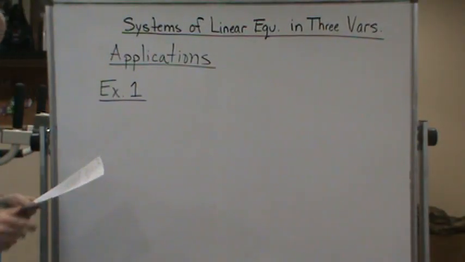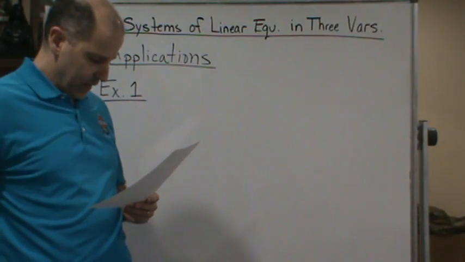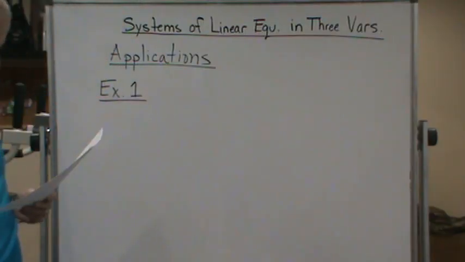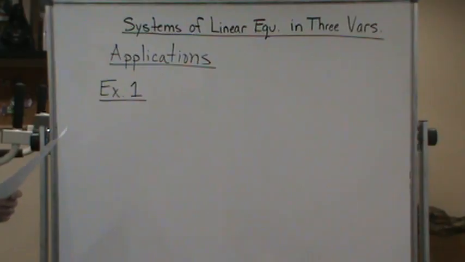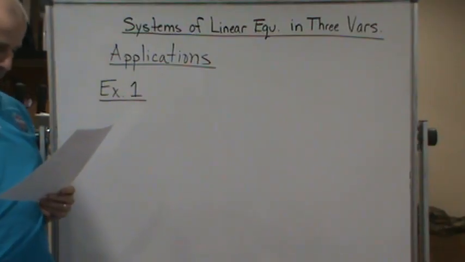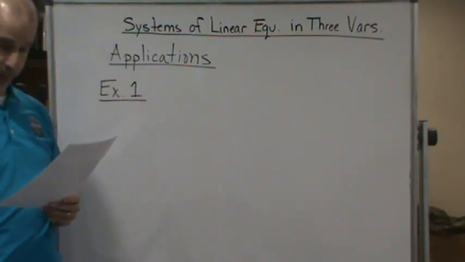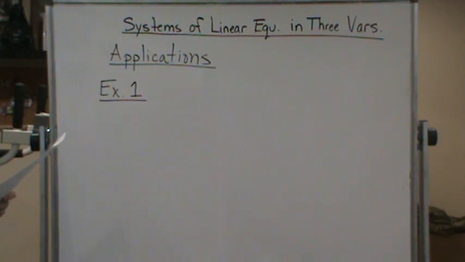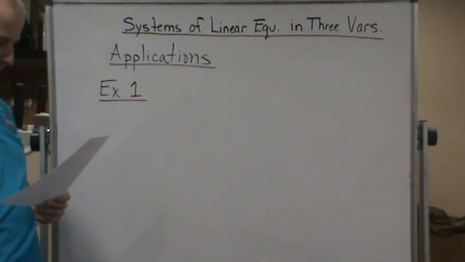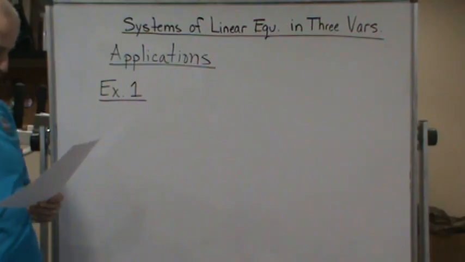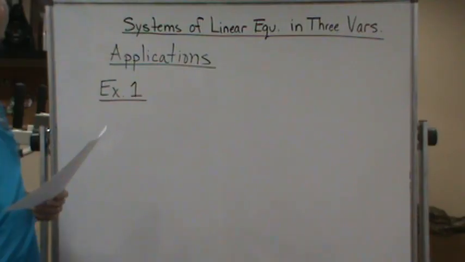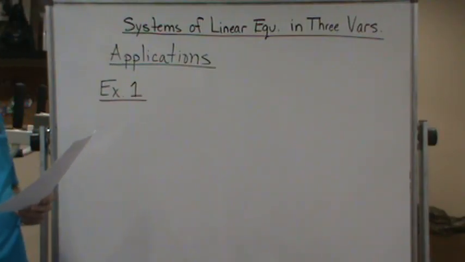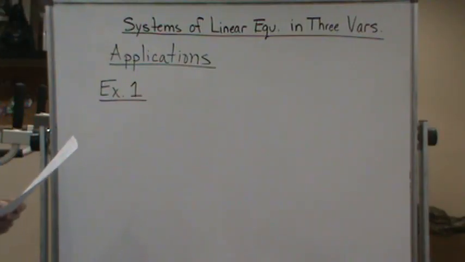In this example, we have someone that's deposited or invested $18,000 into three funds: a bond fund, an aggressive growth fund, and an international fund. Here are a couple things that they tell us. The bond fund over the past year has returned 4%. The aggressive growth fund has lost 8%, and the international fund has returned 2%.